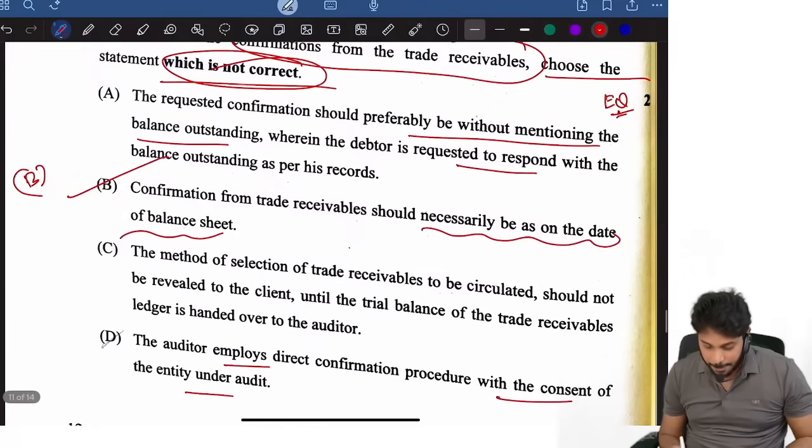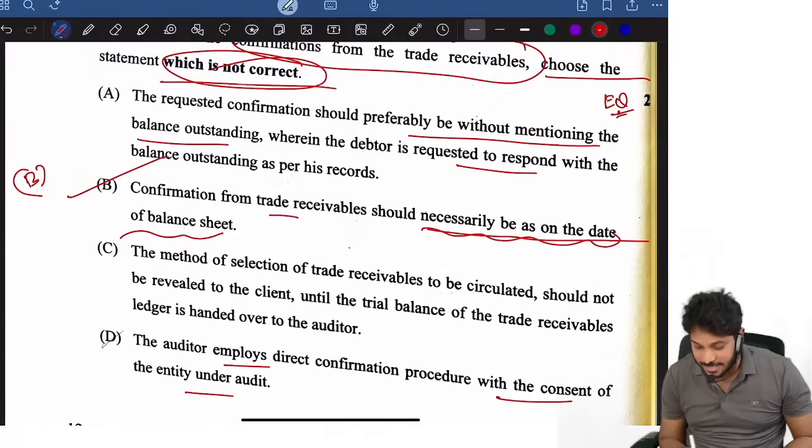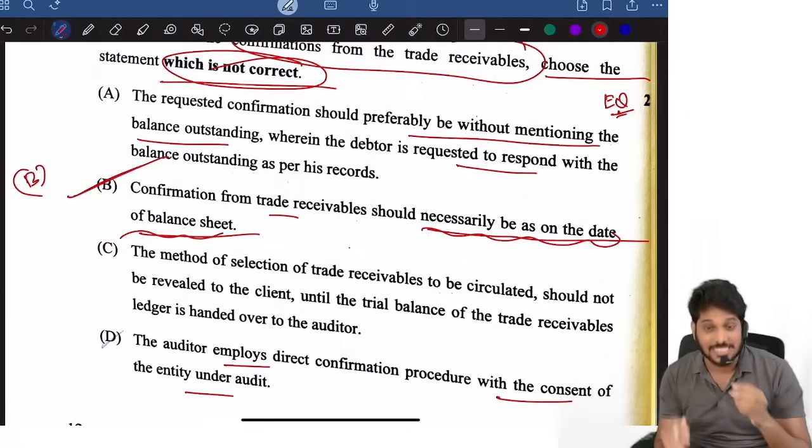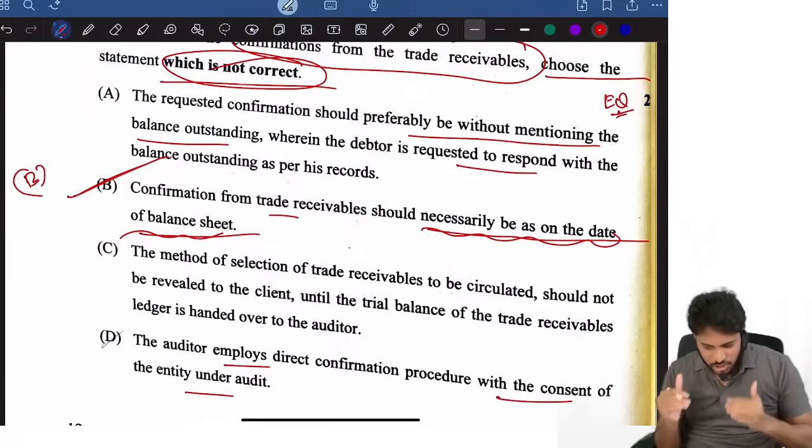Okay, now look at confirmation of trade receivables necessarily as on balance sheet date. That's wrong. This alone, option B, is wrong. Rest all other points are right.